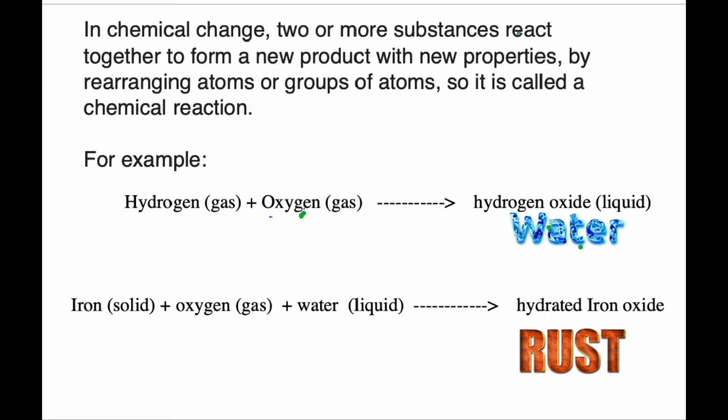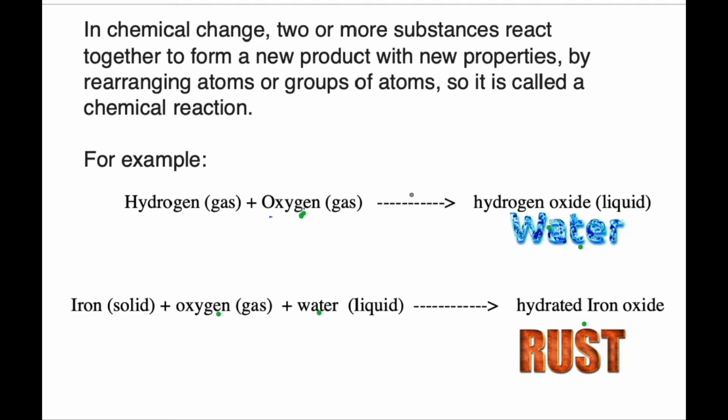Here three substances are reacting together and forming a new product. The element which is combining is iron, which is solid in nature. It is combining with oxygen present in the air and water, or moisture, you can say. When these three combine together, they form a new substance with new properties. Here also, just the rearrangement of atoms or groups of atoms is taking place. So this hydrated iron oxide is formed, which we commonly call rust.